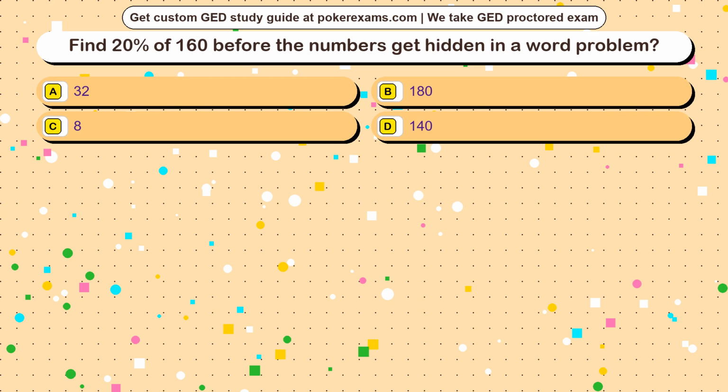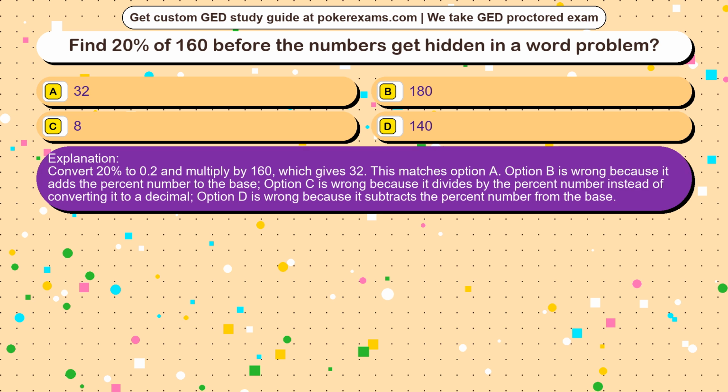The correct answer is option. Convert 20% to 0.2 and multiply by 160, which gives 32. This matches option A. Option B is wrong because it adds the percent number to the base. Option C is wrong because it divides by the percent number instead of converting it to a decimal. Option D is wrong because it subtracts the percent number from the base.